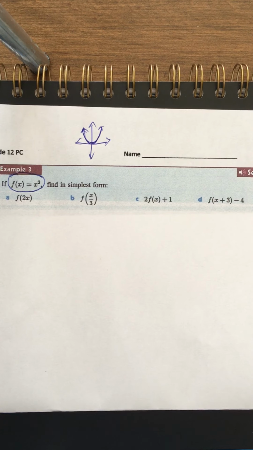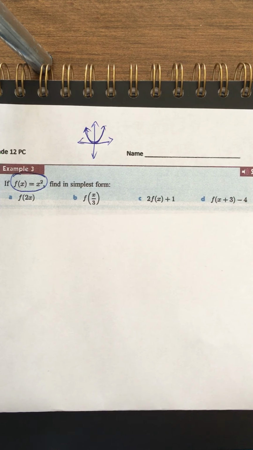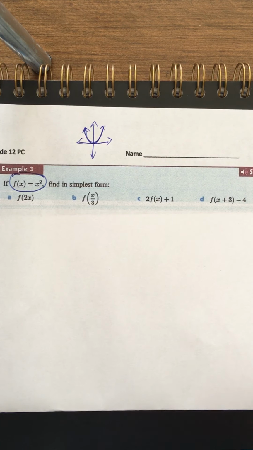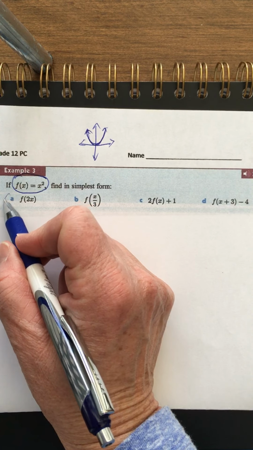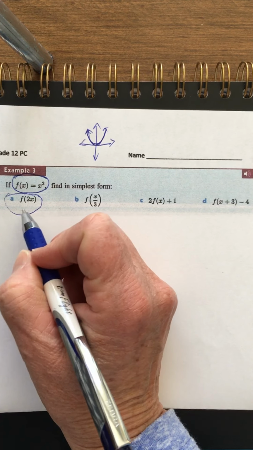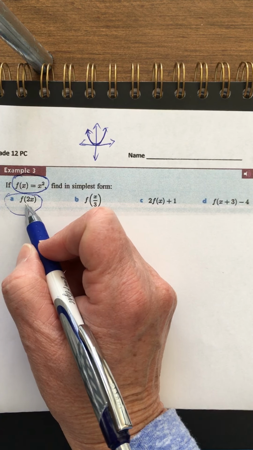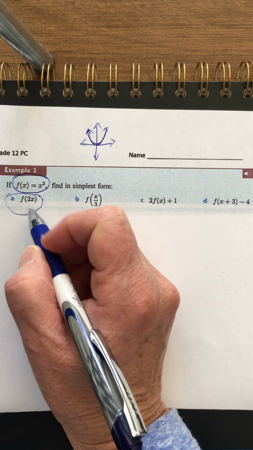But we're not going to really worry about that shape right now in this question or the subsequent questions you'll do for homework. We're going to think about things algebraically and how we want that function to change based on what the question is asking. So here in number A, we're going to use the f function, but wherever there's an x in that function, we're going to replace it with 2x.